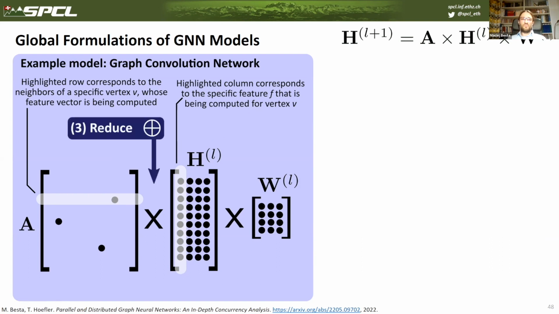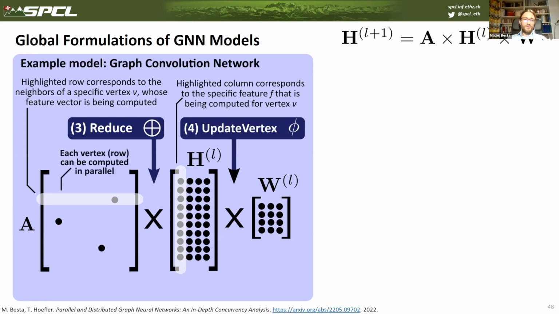And now we realize, I mean, we know this, that different products in this matrix multiplication chain correspond to different phases of our local formulation. So, for example, the product between the adjacency matrix and the H matrix is our reduction from the local formulation, and the product between the H matrix and the W matrix is the vertex update phase, essentially the phi function from our local formulation.